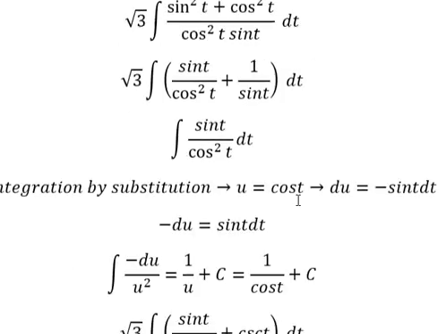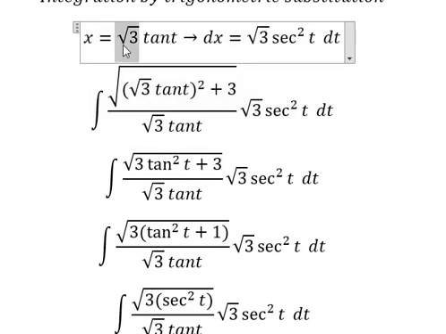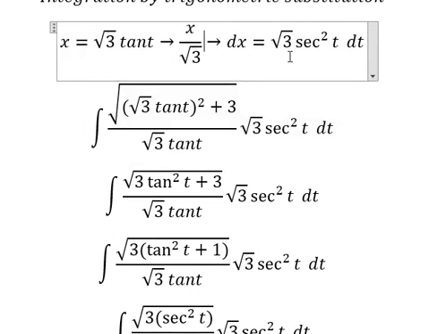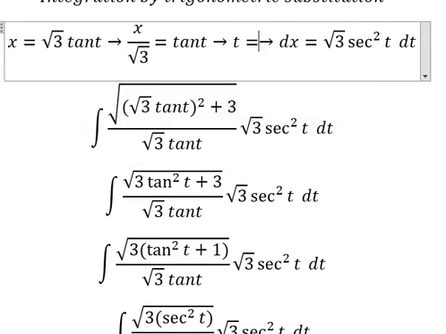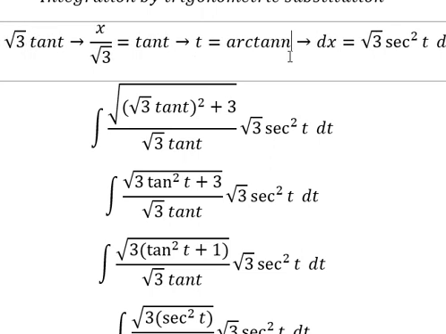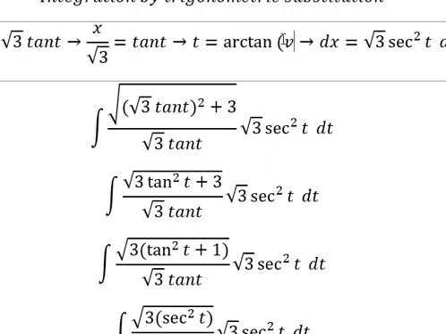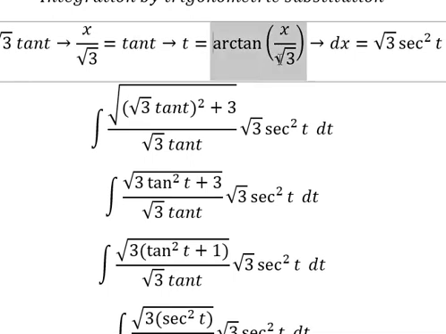About t, we need to return back to this one. So we divide both sides by the square root of 3. And we get t equals arctan of this one. So we need to replace t into this one.